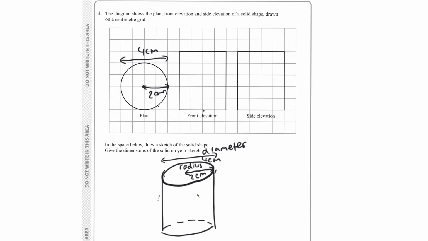And then the height would be the distance from the top and the bottom of the front and the side elevation. So because that's 5 squares, we know that's 5 centimeters. And that's the only dimensions we need. So that's it. Because if you look at this width as well, it's also 4 centimeters, and it's the same as the diameter, which also makes sense. Okay.